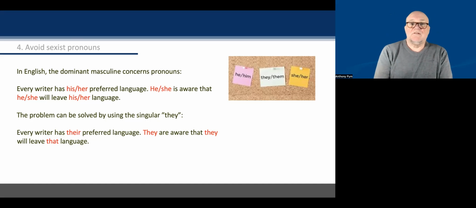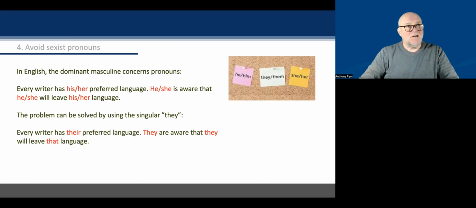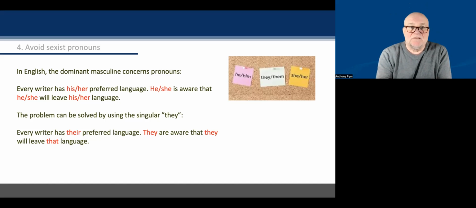So we do get sentences like this. Every writer has his/her preferred language. He/she, or S. Oh, how do you do it? S/she, yeah, there are many ways of doing it. Like in Spanish, there are many ways of doing this, and you get this for whole sentences for a whole book. It becomes really, really pesado, yeah, it's a drag.